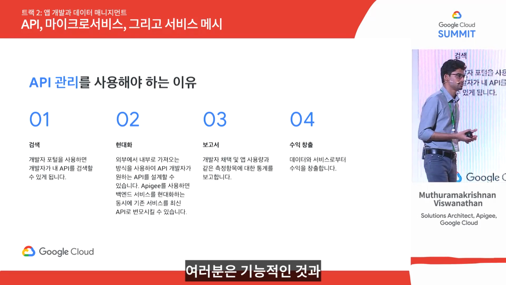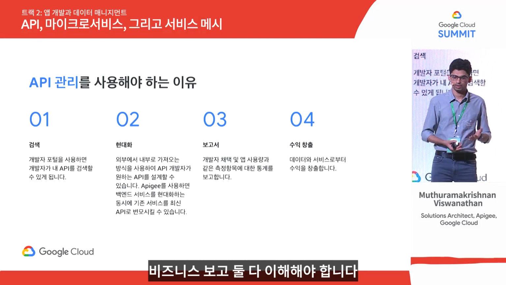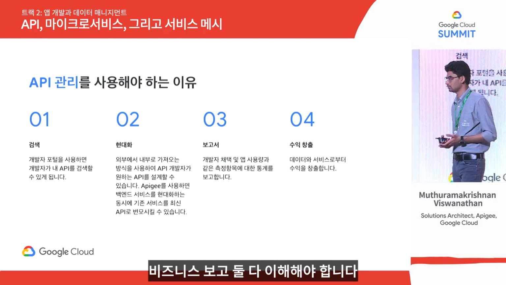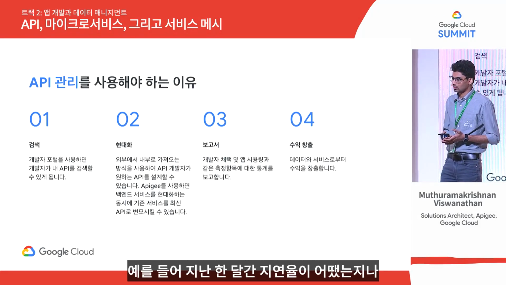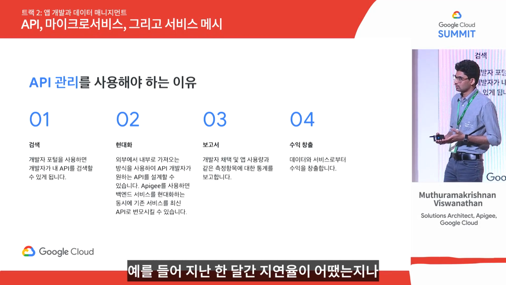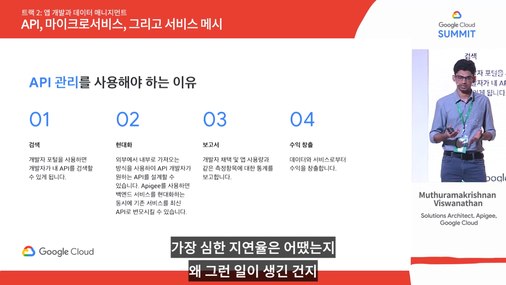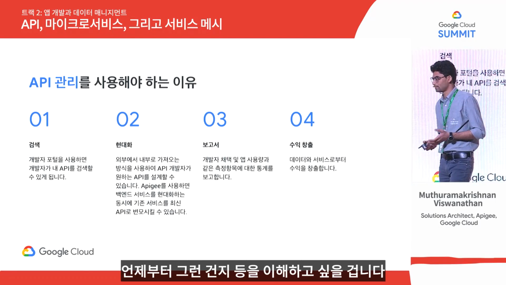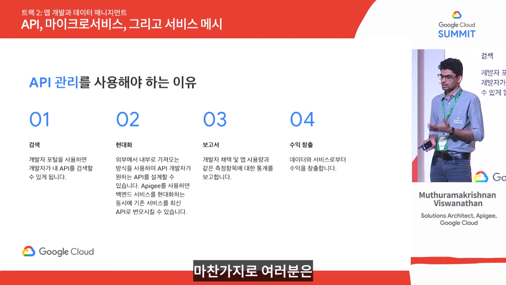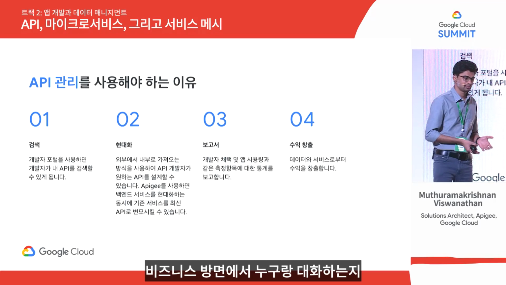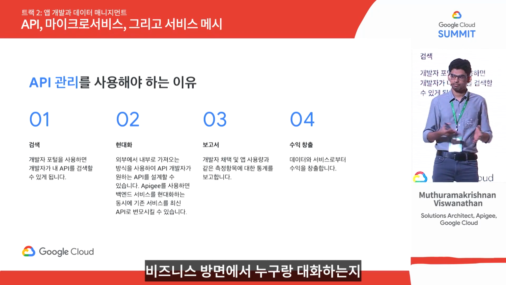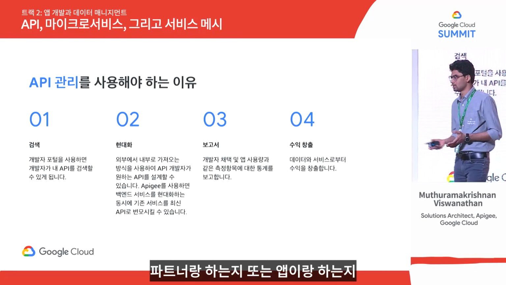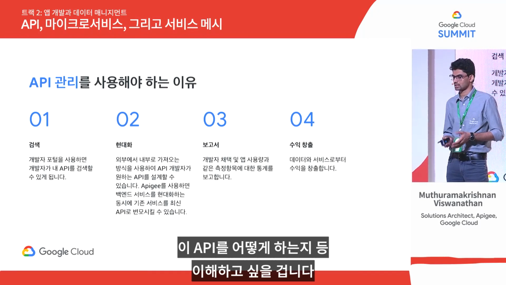And number three is report. So you need to understand both functional and business reports. For example, you need to understand, okay, what was my latency in the past one month? What was the peak latency? Why did it happen? What were the events that led to it, etc.? And you might also want to understand the business side of things, where you need to think about, okay, who are my top partners, who are my top apps, and how do they use these APIs, etc.